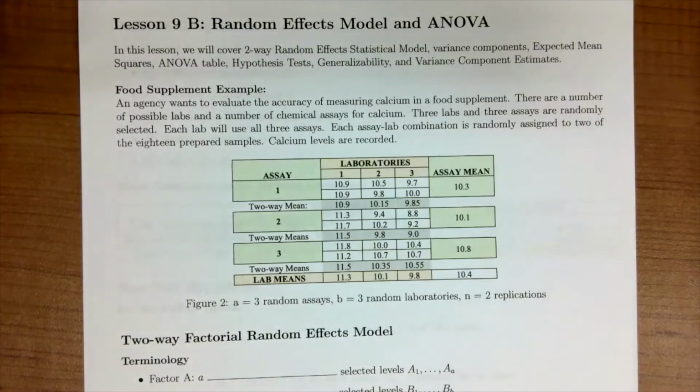In this lesson, we're going to continue our discussion about random effects and get the ANOVA table and how we test. Then I'll talk about how you can generalize it. In our last video, we talked about the food supplement example and we went into a lot of detail. Let's just quickly review what our example is so we have something to refer back to.